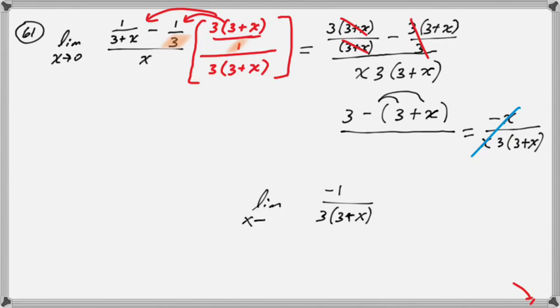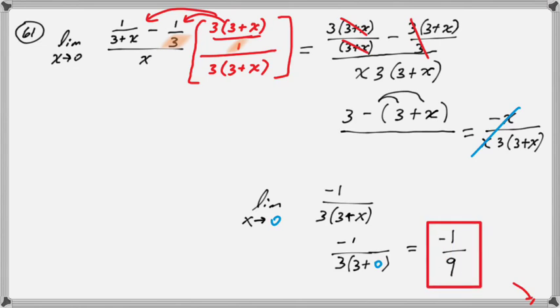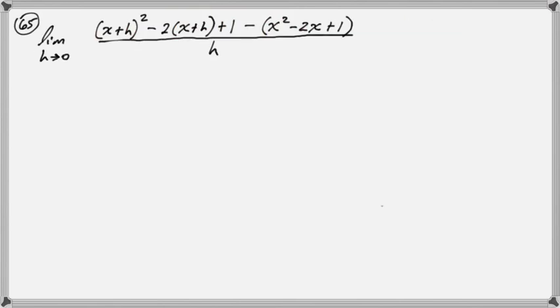Remembering that you're replacing the x because x is now approaching a 0. So I'm going to put in a 0 for the x. So we'll put a 0 in. And you should have negative 1 over 3 times 3. So you should have negative 1/9 for the result. Okay, let's see if we can find some other ones.